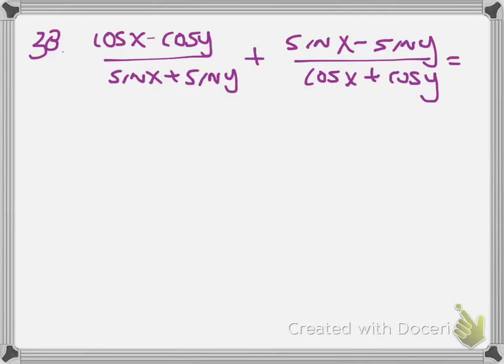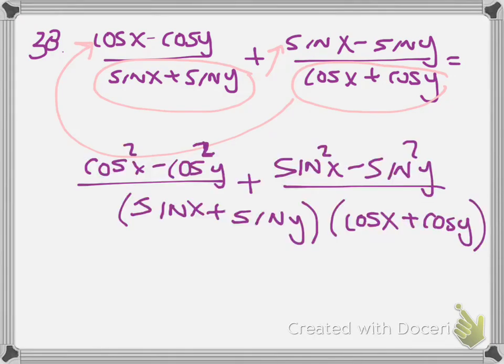Alright, so we got problem number 38 right here. And the way we want to go about solving this is finding a common denominator. So what you're going to notice here is if I take this piece and multiply it by the top over here, and I take this piece and multiply it by the top over there, you'll see that we have conjugates. Alright, after I multiply the top times the denominator of the other side, and they were conjugates, then I have the difference of perfect squares on top of both of them.